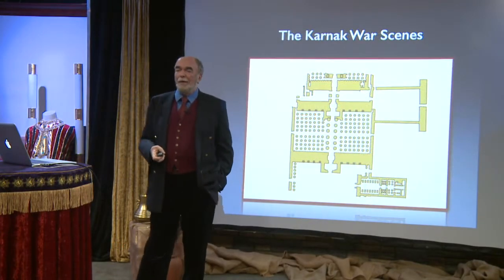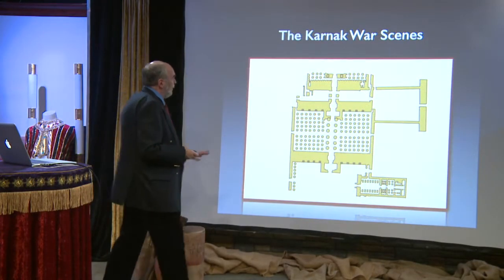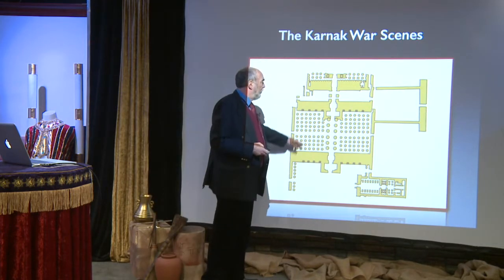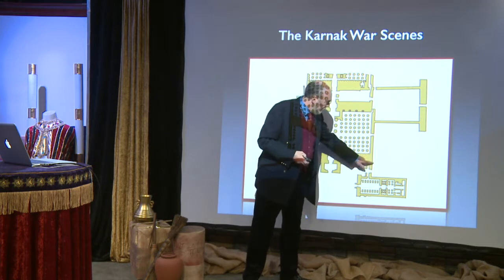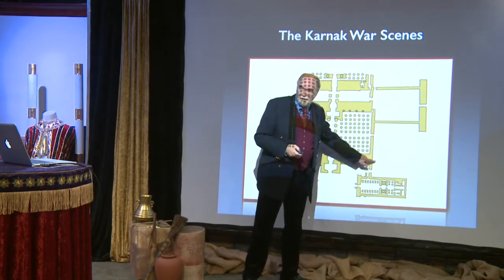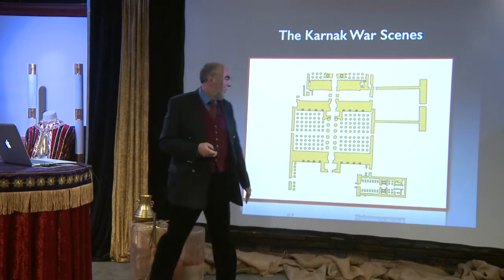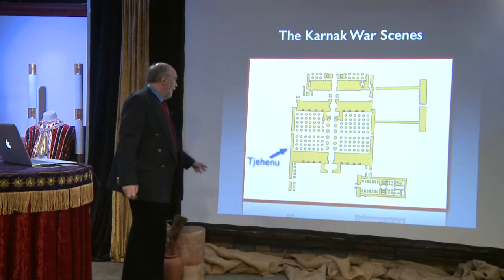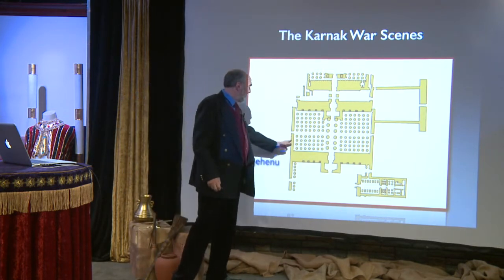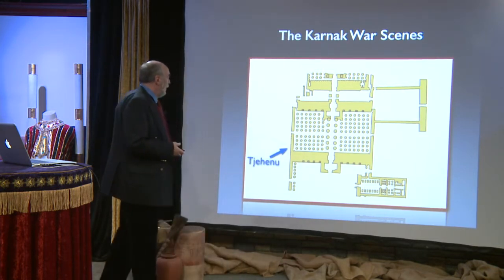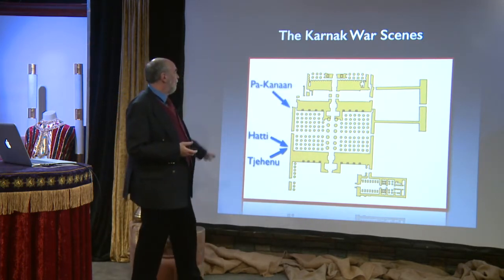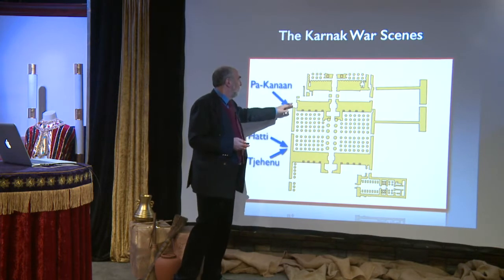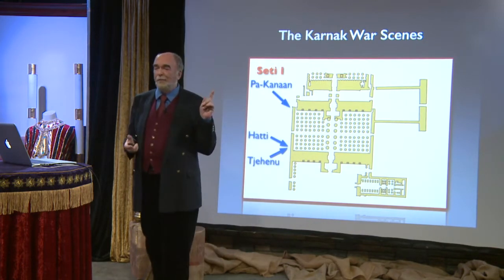So if we look at a map or a plan, this is the hypostyle hall between the second pylon and the third pylon. This is where the Shoshenq relief is, outside here. He's campaigning into northern Israel. And what we have is the battle against Libya. Chehenu is on the outside wall here. On the upper register is the battle against the Hittites, Hatti, and then we have Parcanan on this wall here. All those are Seti I campaigns.